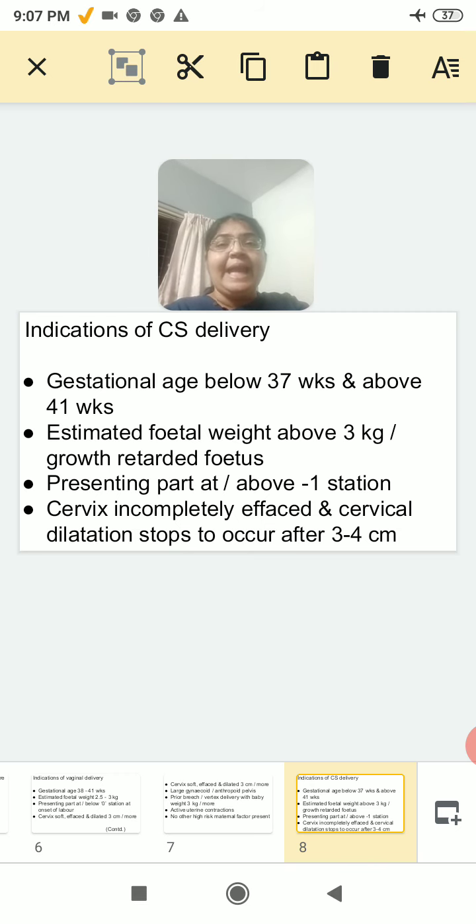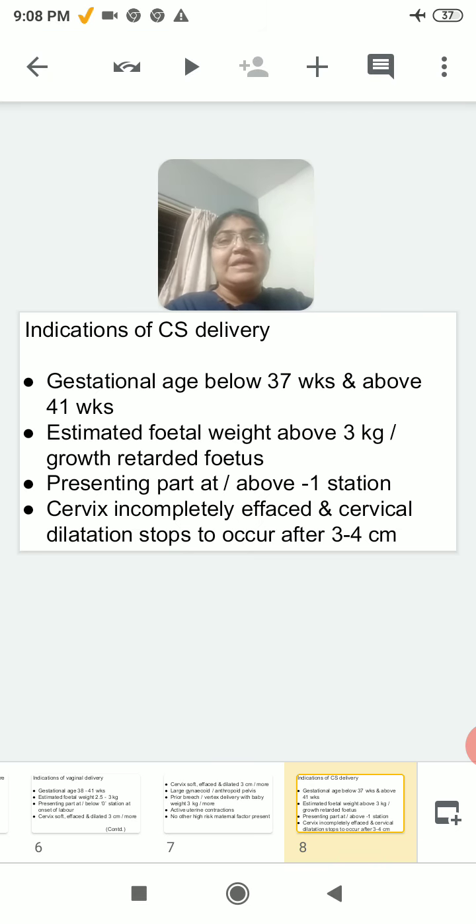Presenting part at or above -1 station, that means it is quite high. Cervix incompletely effaced, and cervical dilatation stops to occur after 3 to 4 centimeter. That means cervix has begun to dilate, but then after 3 to 4 centimeter dilatation, cervix stopped to dilate. So at that time you may go for cesarean section.